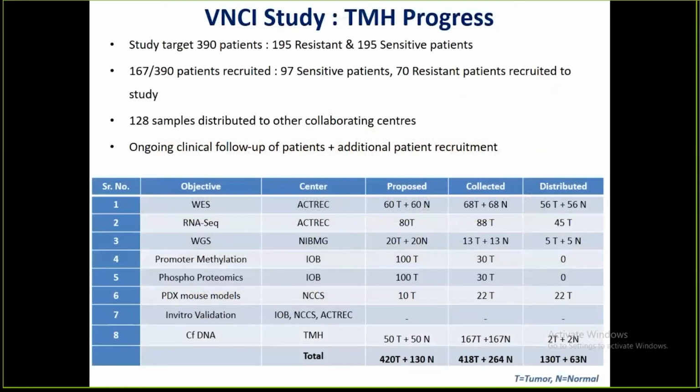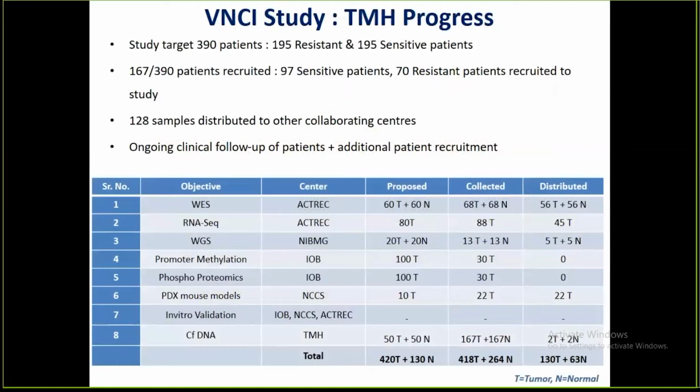Progress of the study thus far. Study target: 390 patients, 195 resistant and 195 sensitive. 167 of the 390 patients have been recruited, 97 sensitive patients and 70 resistant patients, with 128 samples distributed to other collaborating centers. Ongoing clinical follow-up of patients and additional patient recruitment is underway.